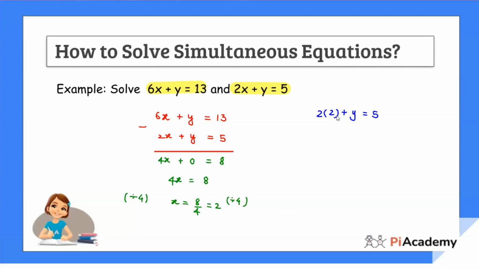So 2 times 2 means 4, right? 4 plus y equals 5. It means y must be what? y must be 1. So we got both the values that we were looking for in the beginning, x and y, right? And you got both the values: x equals 2 and y equals 1. Got it? Perfect. Let's move on to the next page.